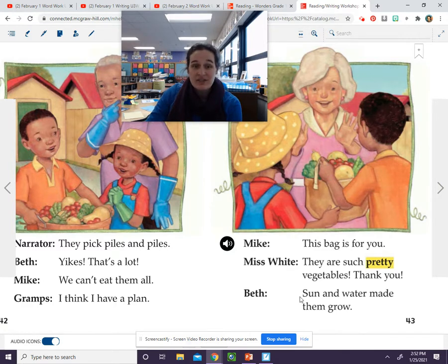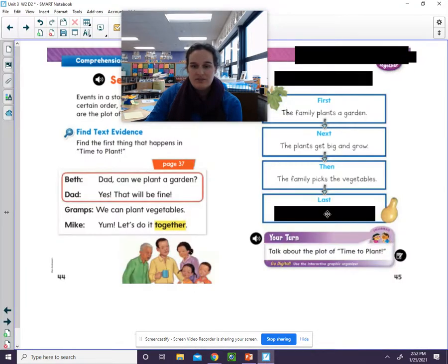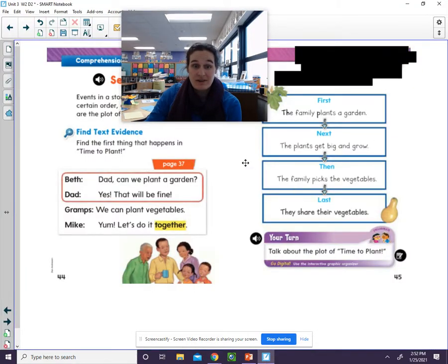Last, they shared their vegetables. They gave them to Miss White. So last, they share their vegetables. As you are reading stories, think if you can tell first, next, then, and last.